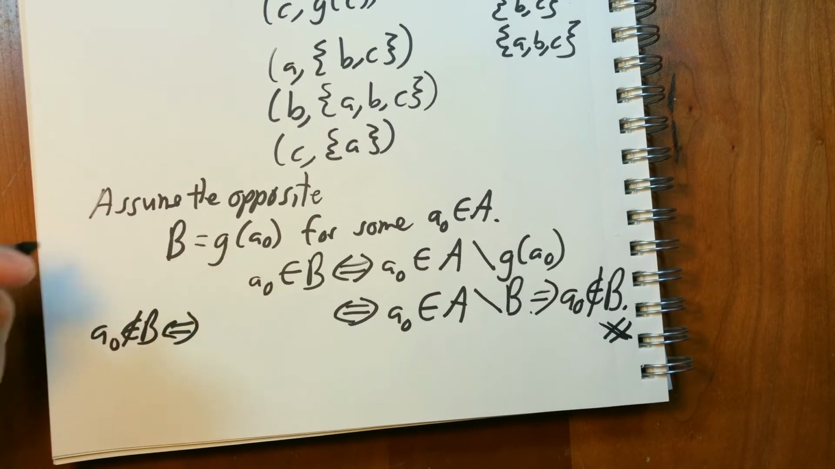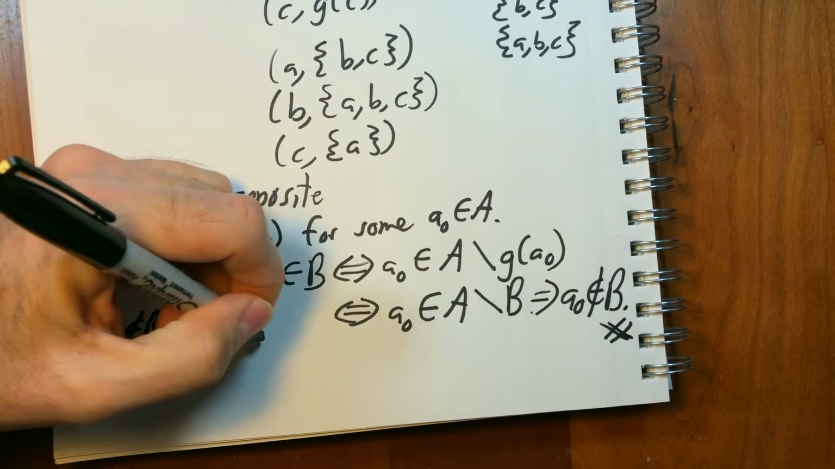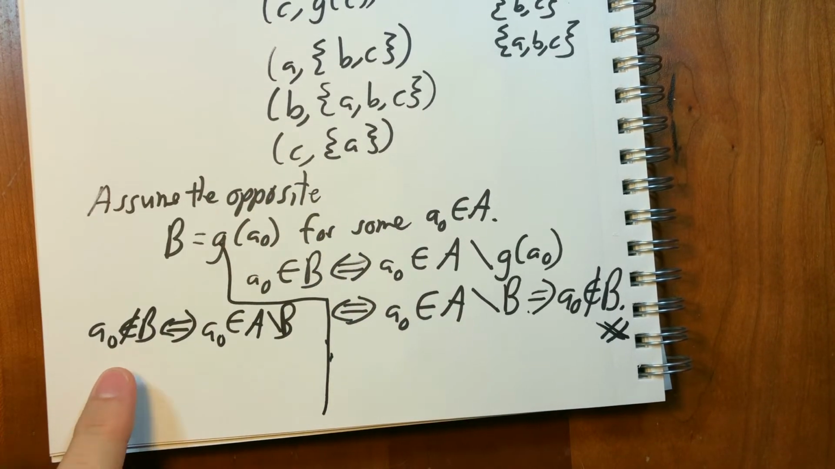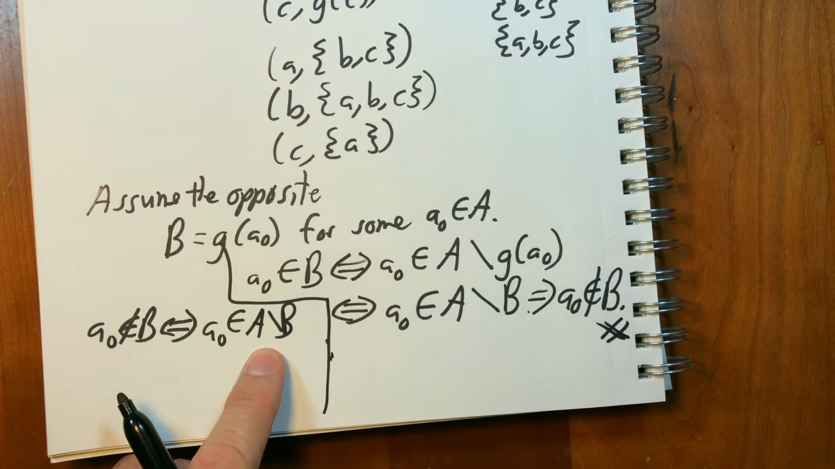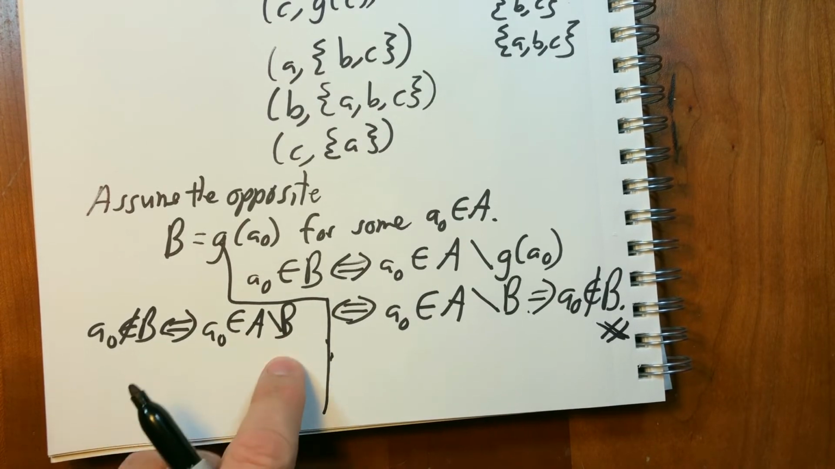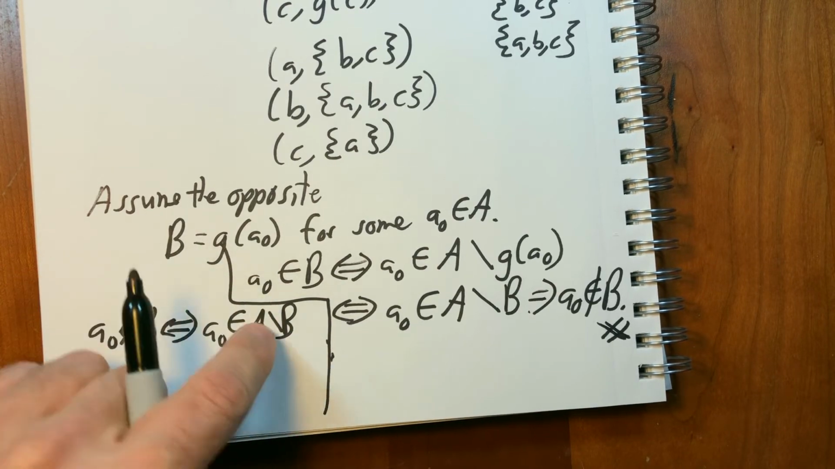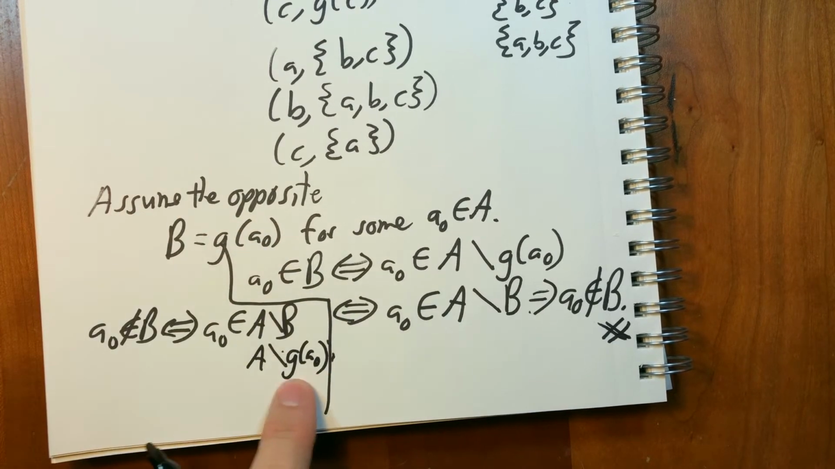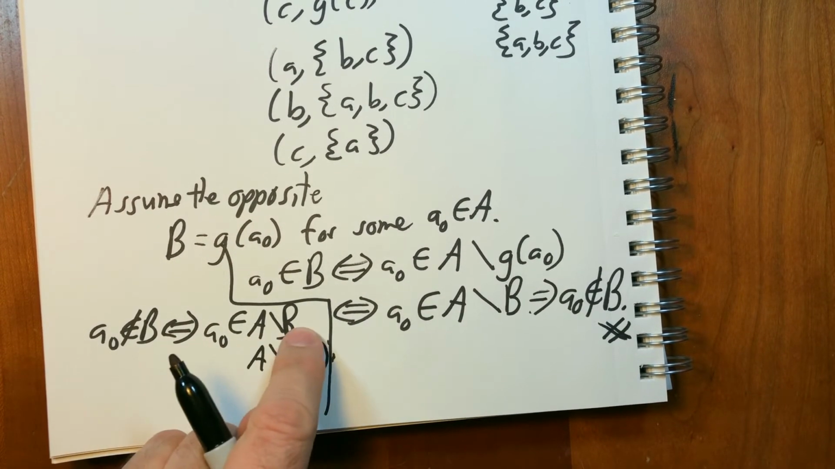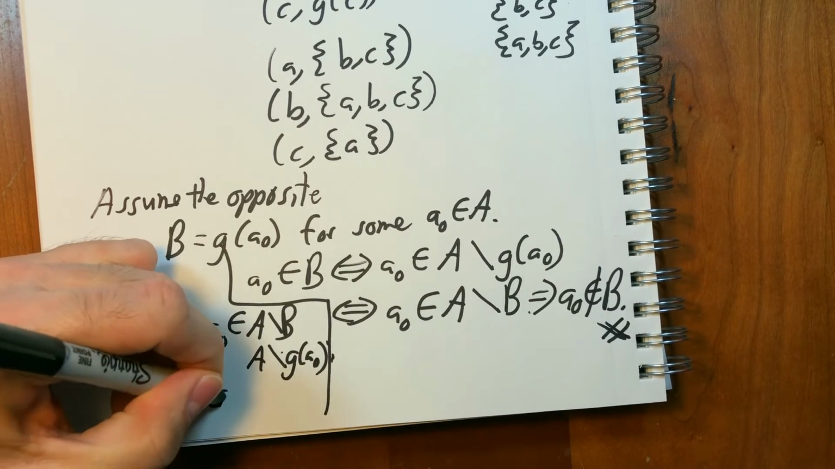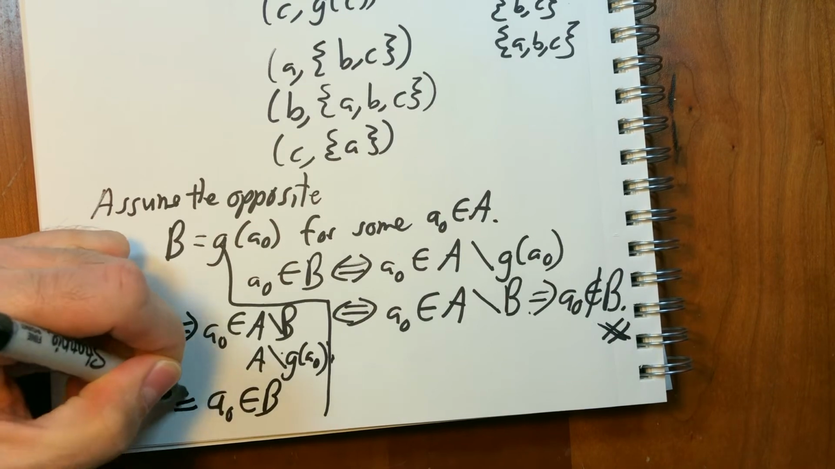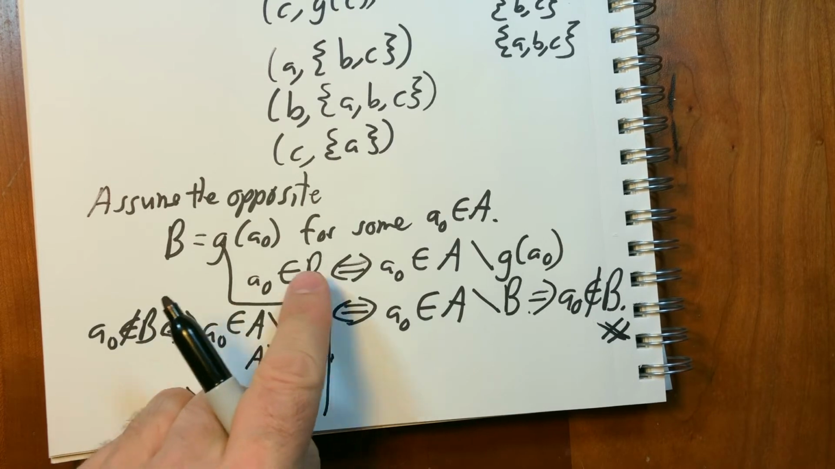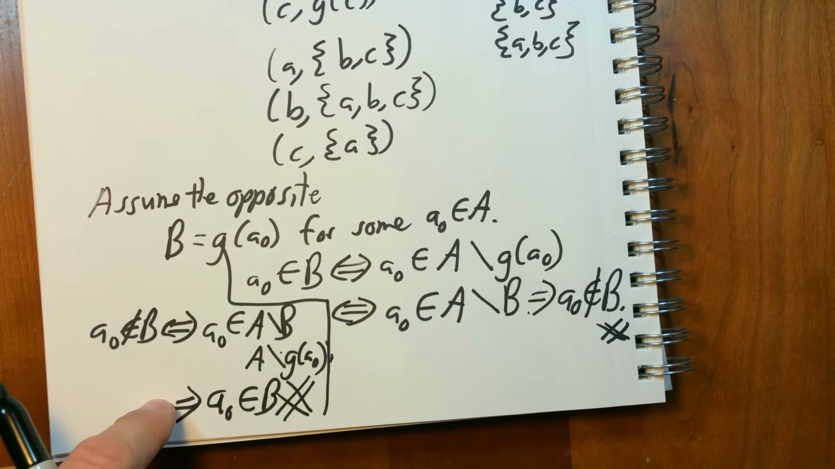Okay, so what if A0 is not in B? That implies that A0 is in A minus B, right? Because if it's not in B, then it has to be in A minus B. But then this means that A0 is in B because this is the same thing as A minus g of A0, and this is the definition of B. So if A0 is an element of A minus B, then A0 is in B. But we started by assuming that it's not. So again, a contradiction. So whether A0 is in B or A0 is not in B, either way we reached a contradiction.